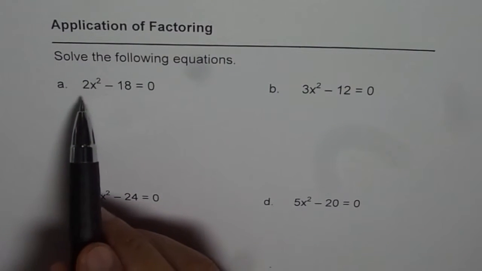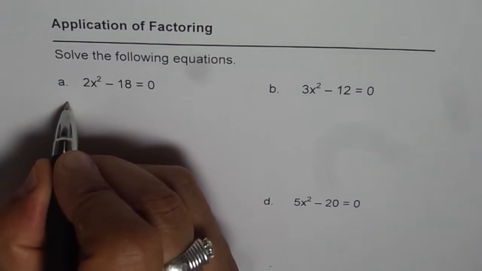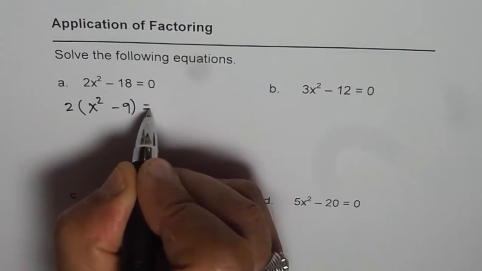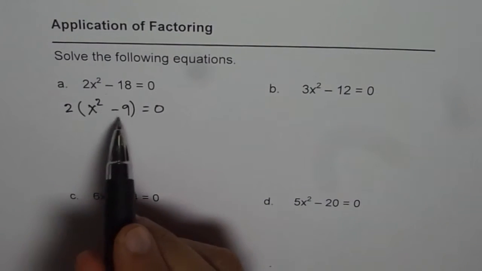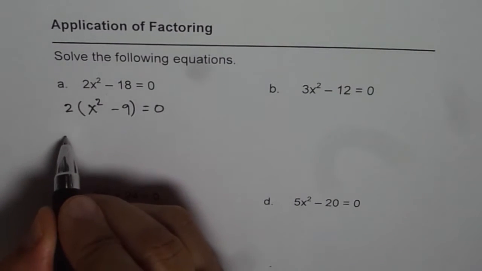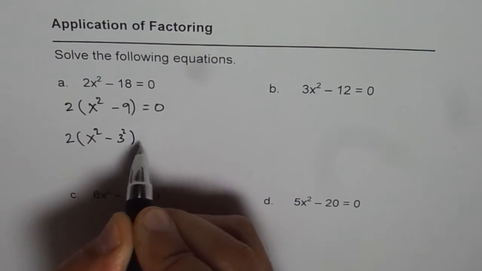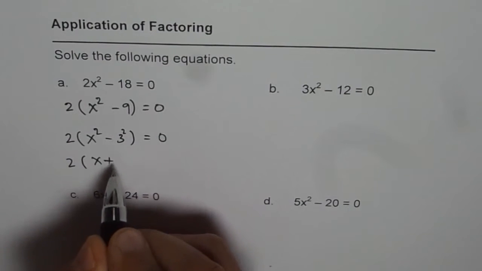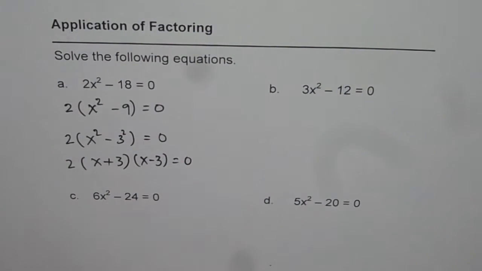So in the first case, 2x squared minus 18 equals 0, we can take 2 common. Once we take 2 common, we are left with x squared minus 9 equals 0. Now 9 is 3 squared, so we can apply difference of squares, right? So we get 2 times, let me first write this as 3 squared, as an additional step, and then we will factor: x plus 3 times x minus 3 equals 0, right?